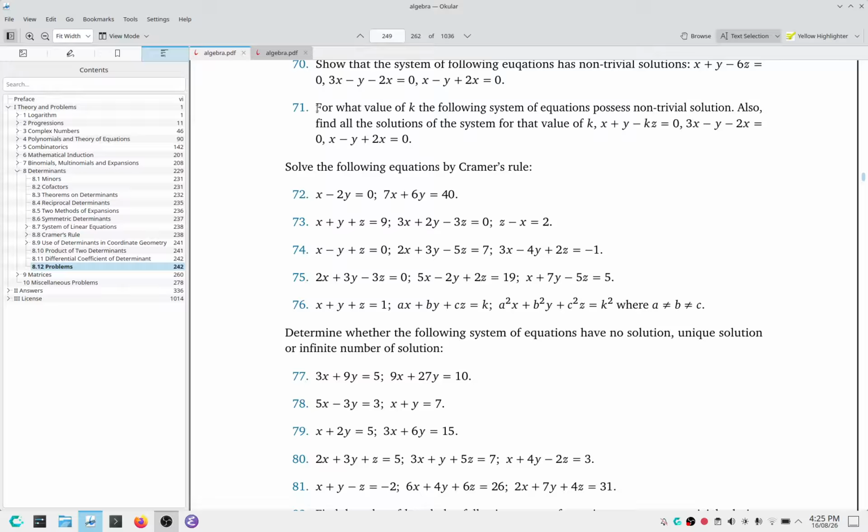Question 71 says: for what value of k does the following system of equations possess non-trivial solutions? Also find all the solutions of the system for that value of k. The equations are x plus y minus kz is equal to 0, 3x minus y minus 2z is equal to 0, x minus y plus 2z is equal to 0.